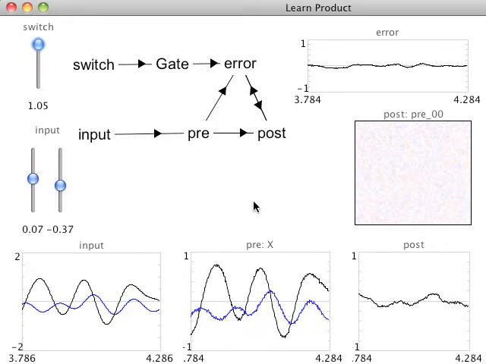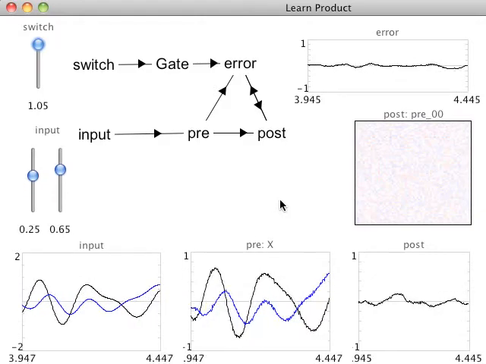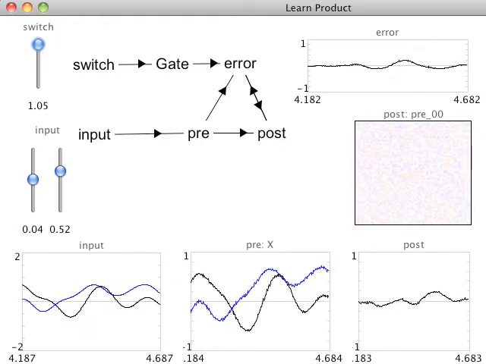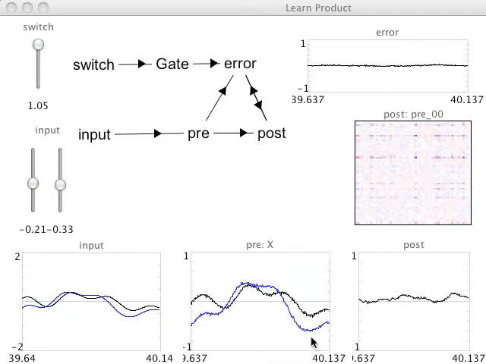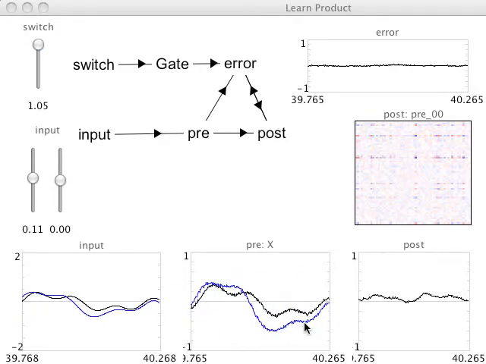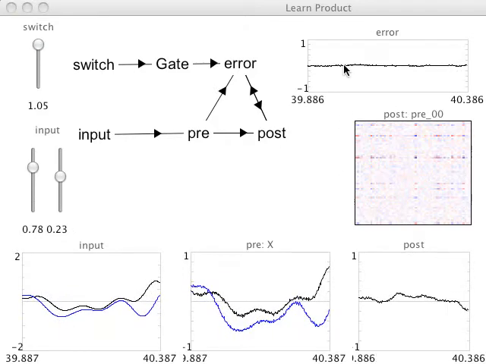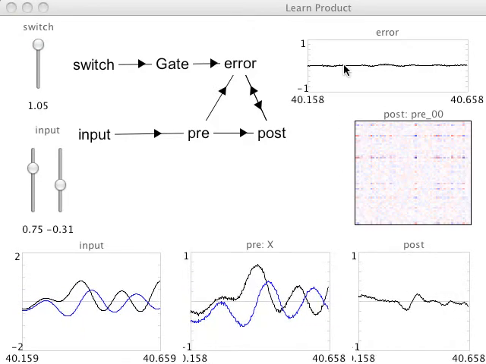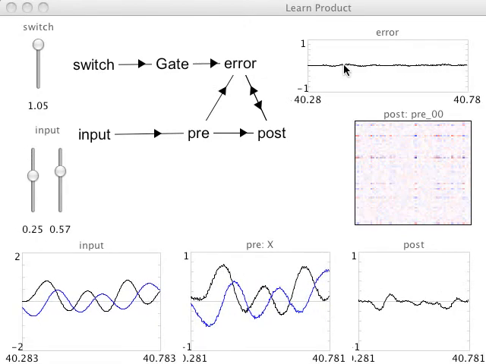Because this is a more complicated function, it takes some time to learn. So let me pause the video and come back in a few simulation seconds. The network has now been running for about 40 simulation seconds. As you can see, the error is quite small. Consequently, we would expect it to be doing a fairly good job of approximating the product.